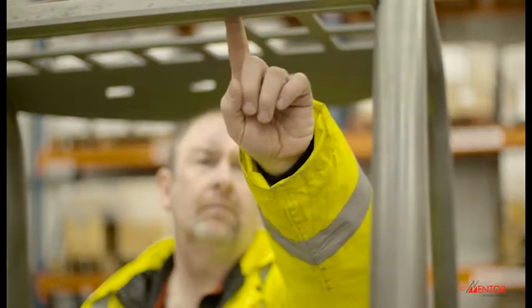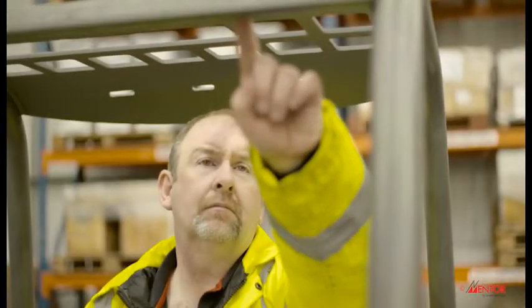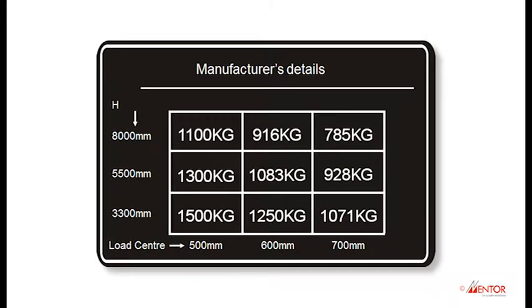If a load exceeds the capacity of the lift truck, there is a much greater risk of the lift truck tipping over. Here's an example. As can be seen from this example of a capacity plate, as the height of the load increases, the capacity reduces. In other words, the lift truck can lift less weight as the height increases.